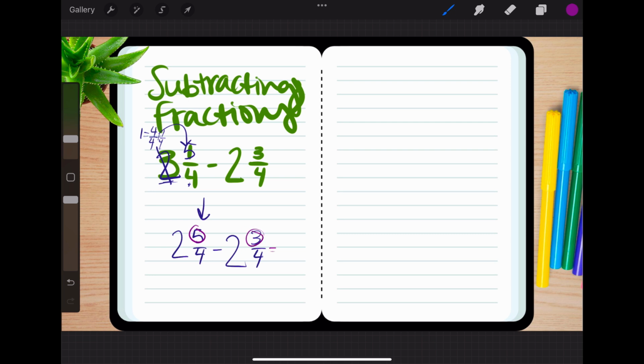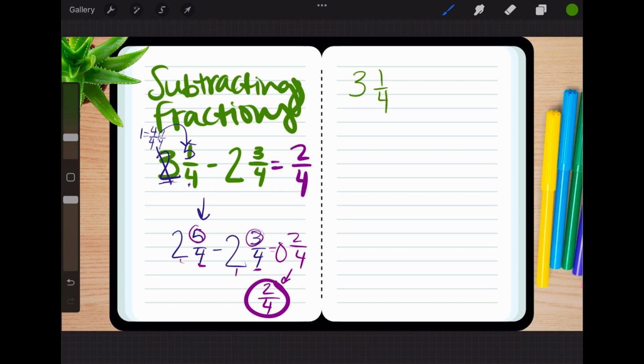Now I can do 5 minus 3. 5 minus 3 is 2. Keep my denominator the same. I'm working with fourths. Then I can subtract my whole numbers. 2 minus 2 is 0, but I don't need a 0 in my answer. My answer would just be 2/4. Okay, so there's my answer, 2/4.